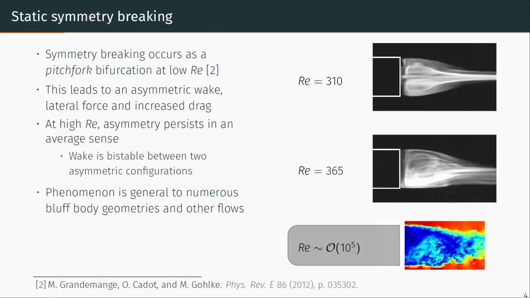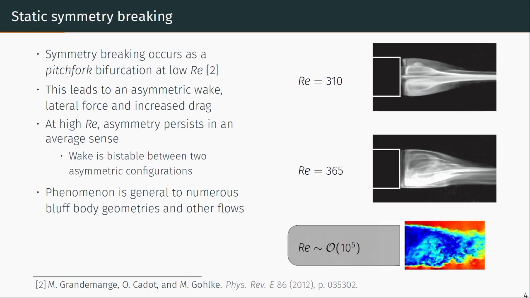So the first of these structures, what I'll call the static symmetry breaking of the flow, occurs as a pitchfork bifurcation at very low Reynolds numbers. This is essentially a plan view of a simplified car model, here visualized in the work by Grandemange and Cadot. And at low Reynolds number, say 310, because of the symmetric geometry, you have a symmetric and steady laminar wake behind the body.